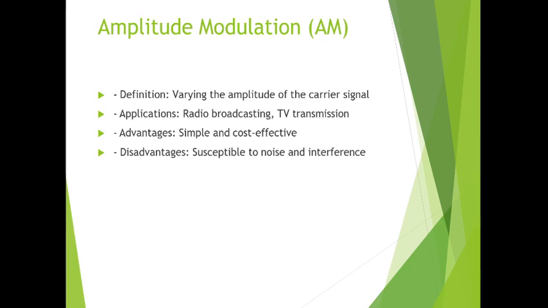Now in slide number 6, we're going to talk about amplitude modulation: definition, applications, advantages and disadvantages. Amplitude modulation is the process where the amplitude of the carrier wave changes according to the information signal. Applications: used in radio broadcasting and TV transmission. Advantage: simple and cost effective. Disadvantages: high susceptibility to noise and interference.